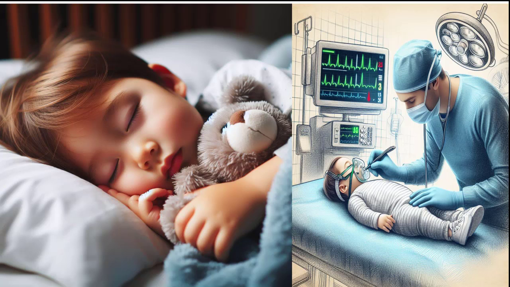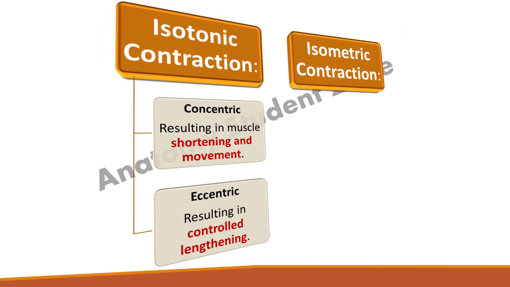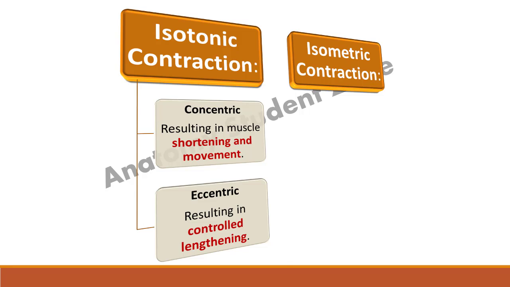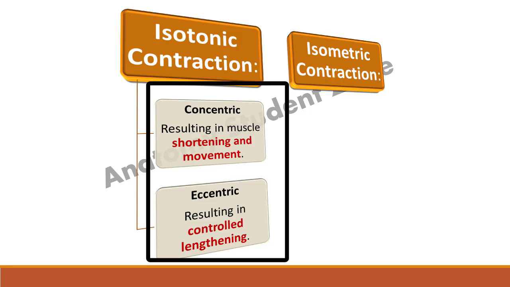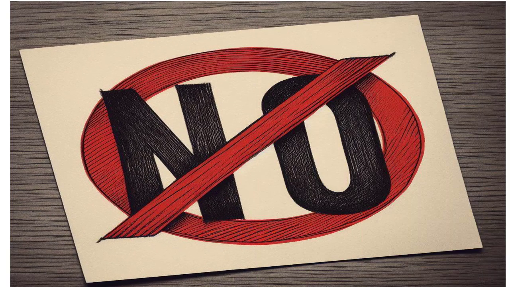Now I will tell you about phasic contraction. Phasic contraction is of two types, isotonic or isometric. There are two types of isotonic, concentric and eccentric. The term iso means equal and metric means length. Therefore, in isometric contraction, muscle length remains the same. So you should remember this. When the muscle length remains the same, it results in a static position or no movement.